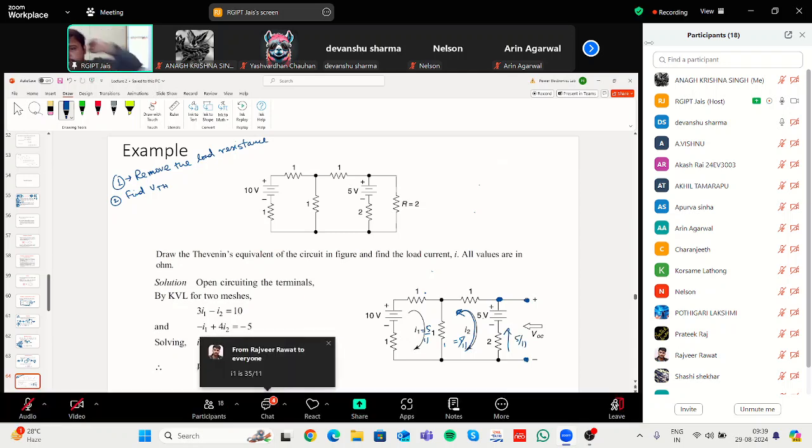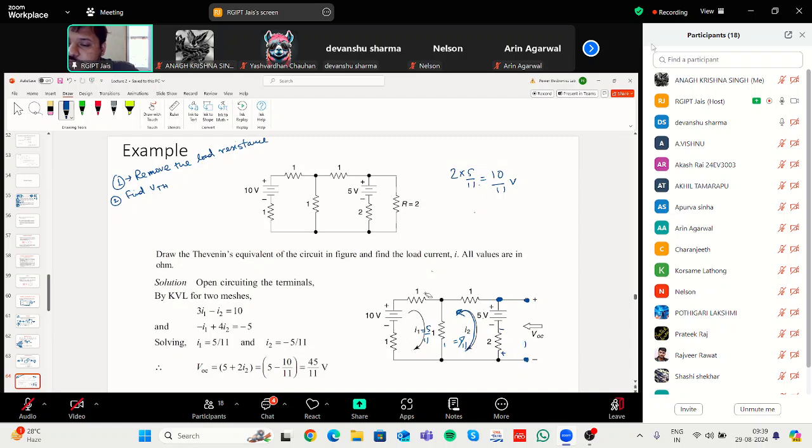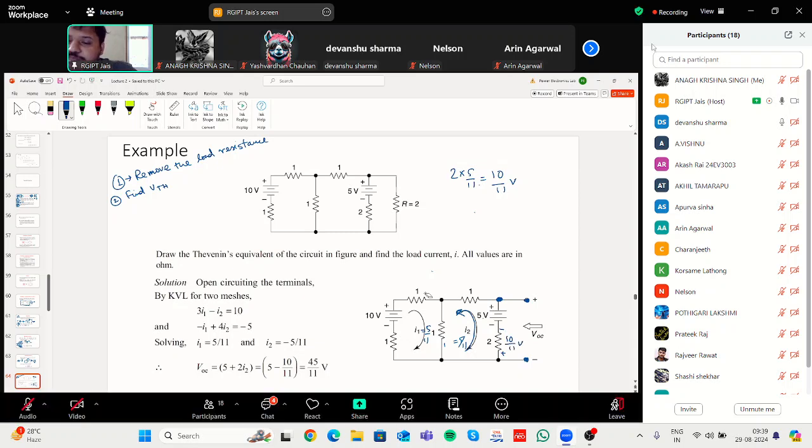So what will be the voltage drop across this resistance? That will be the resistance value 2 multiplied by 5 by 11, so 10 by 11 volt. And what will be the plus minus sign? This will be the plus side, this will be the minus side, because current flows from higher potential to lower potential. So the voltage drop across this 2 ohm resistance is 10 by 11 volt.